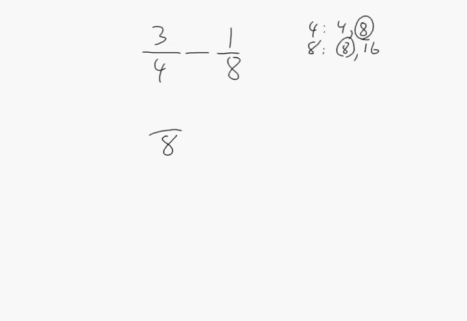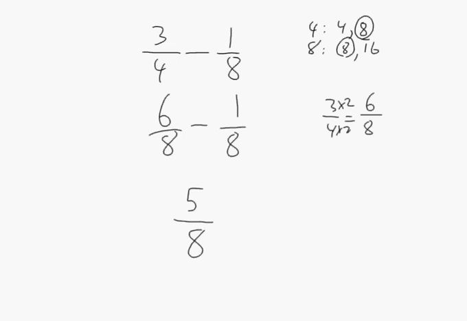No, the last question is 3/4 take away 1/8. So when I examine my multiples, the first multiple both share is the number 8, so I'll use that for my common denominator. 1/8 won't change, but 3/4 is equal to how many eighths? The answer is 6/8. So I'll put that here. 6/8 take away 1/8 is 5/8.